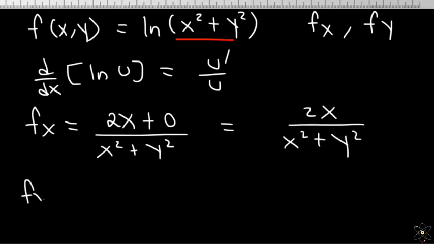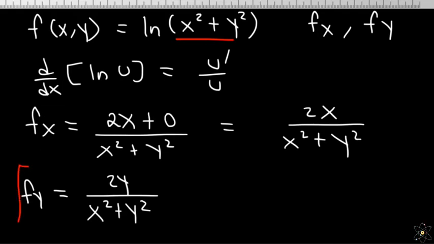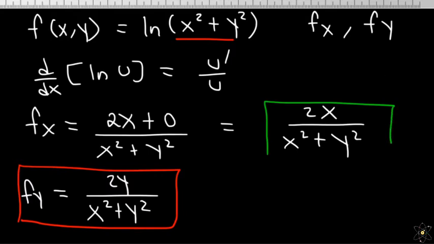Now, if you want to find f sub y, it's going to be the derivative of y squared, which is 2y. X squared is a constant, so that becomes 0, divided by the original x squared plus y squared. So this is the first partial derivative with respect to y, and this is the first partial derivative with respect to x.